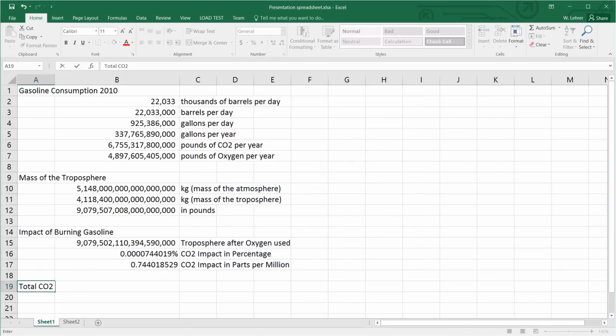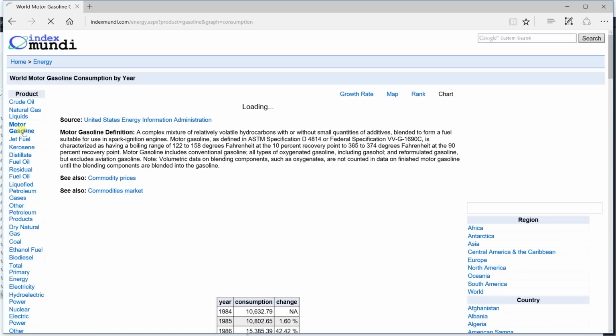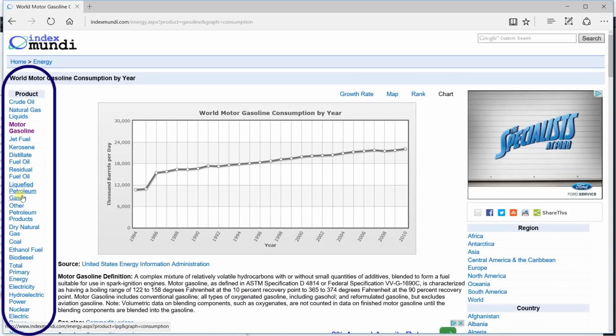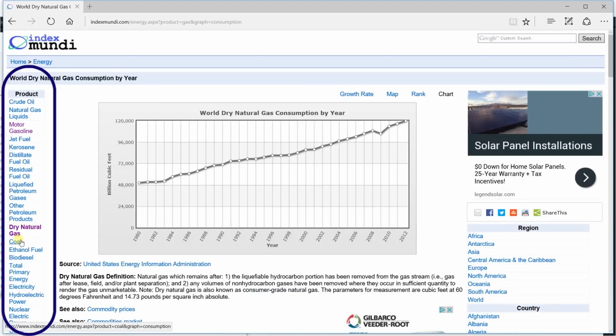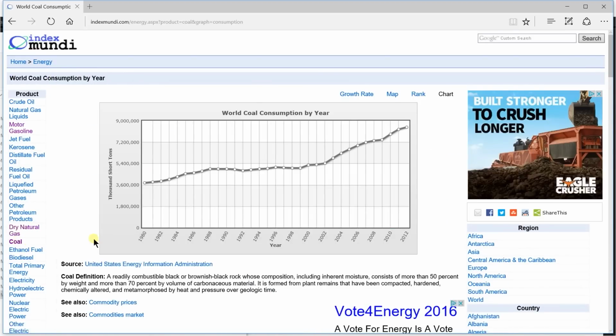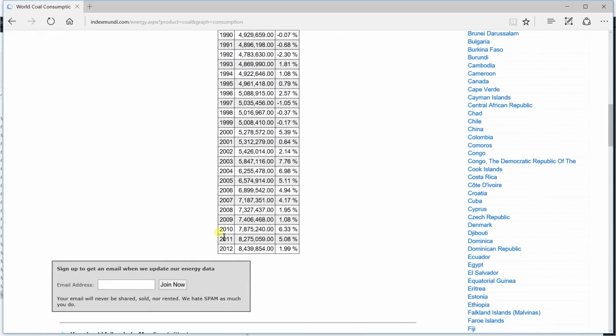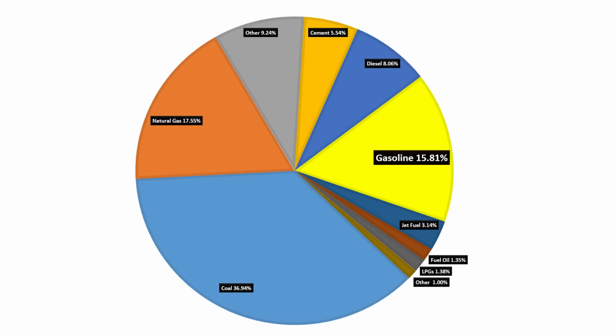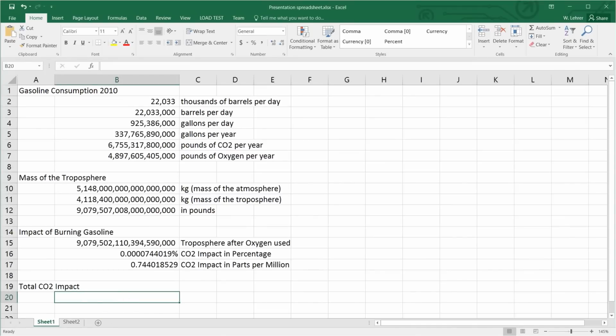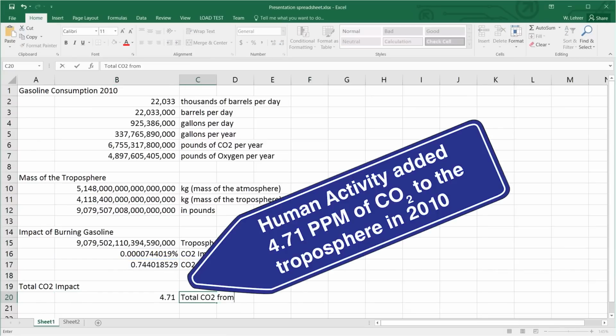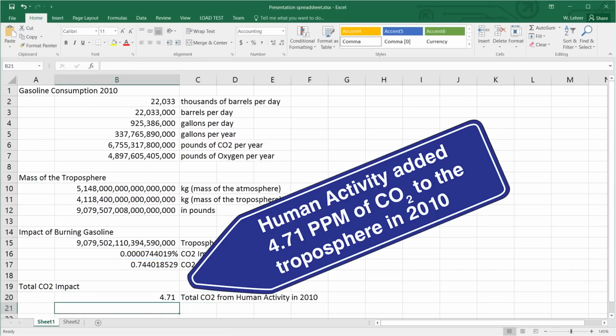We need to figure out how much CO2 comes from all types of human activity. So let's go back to the global energy consumption data and take a look at the other items in the left column. If we go through each one of these and calculate their CO2 output, which we will probably do in a future exercise, we can build a chart that looks like this. We can see that in 2010, gasoline consumption was responsible for about 15.81% of the CO2 produced by human activity. Knowing this, we can go back to our spreadsheet and divide the gasoline impact by 0.1581. This means the total CO2 impact of human activity in 2010 was about 4.71 parts per million.